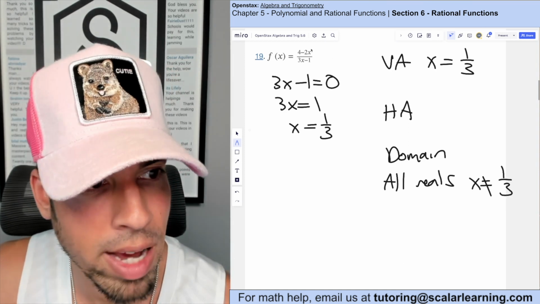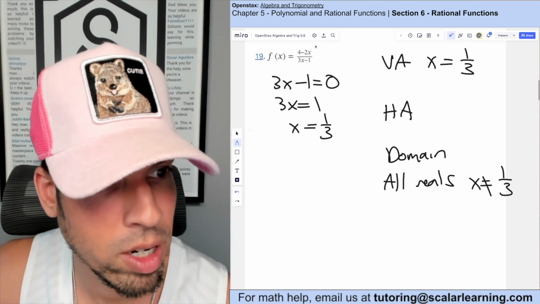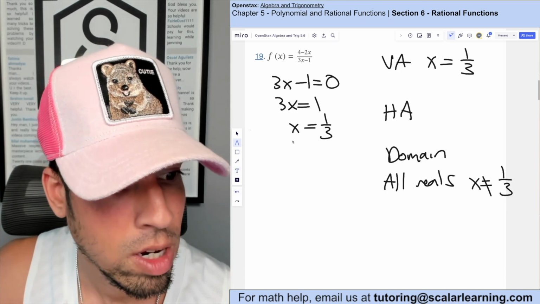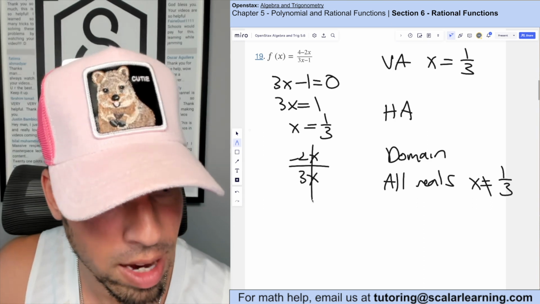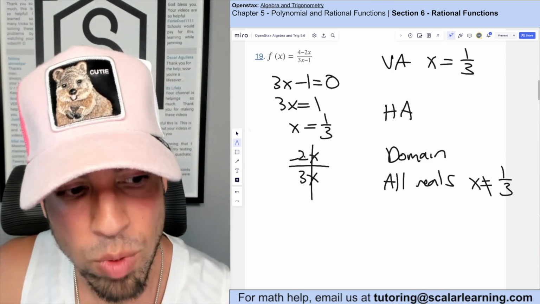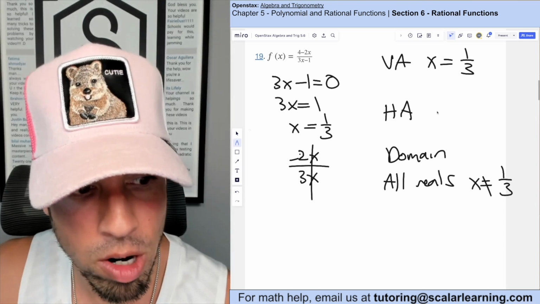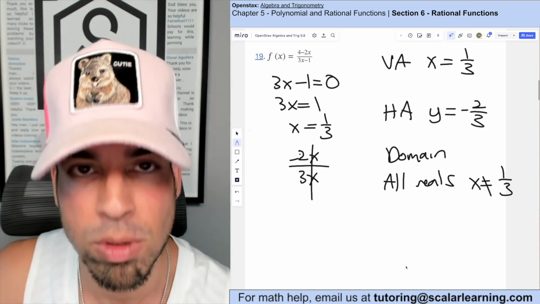Now we get to the horizontal asymptote. So now if you look, the degrees are actually the same in the numerator and the denominator. So when that's the case, we take those leading terms, which is -2x on top over positive 3x on the bottom. The x's cancel out, and we're left with a ratio of those coefficients of -2/3. And that's what's going to be our horizontal asymptote. Y equals -2/3. Boom, done.